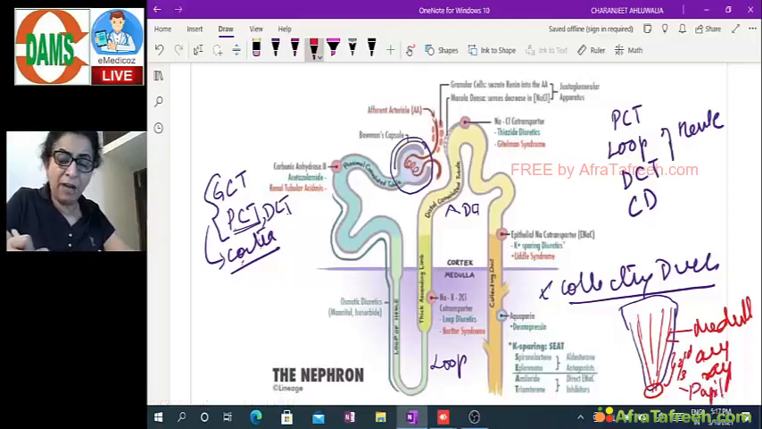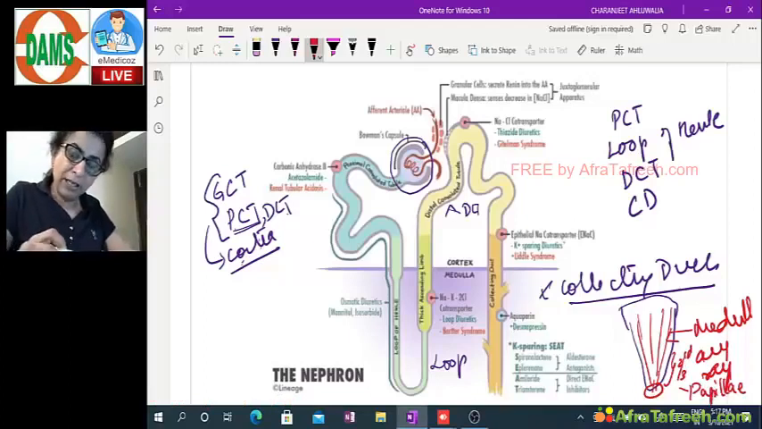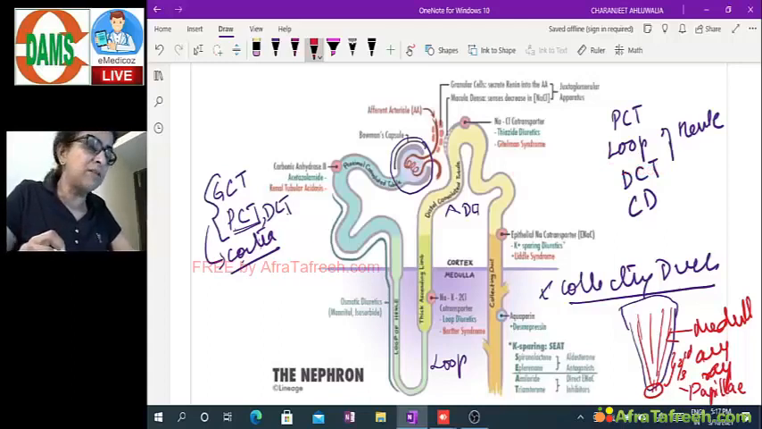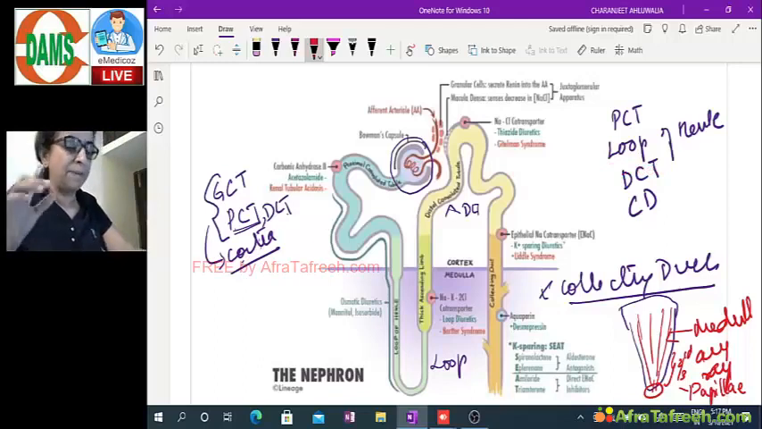So I will talk about papillary necrosis. What is papillary necrosis? When the tip, the distal 2/3 of the medullary pyramids, undergoes necrosis, that is called papillary necrosis.